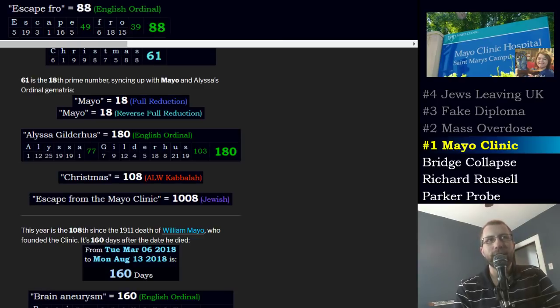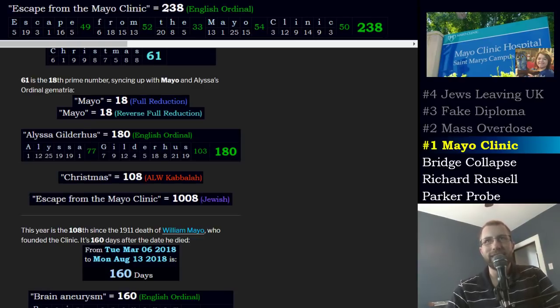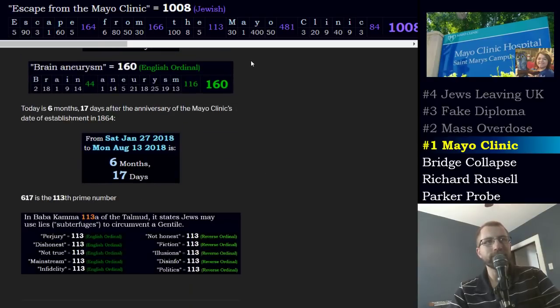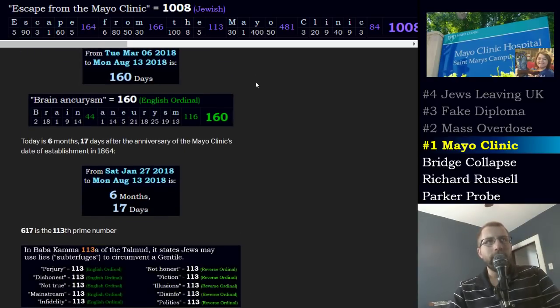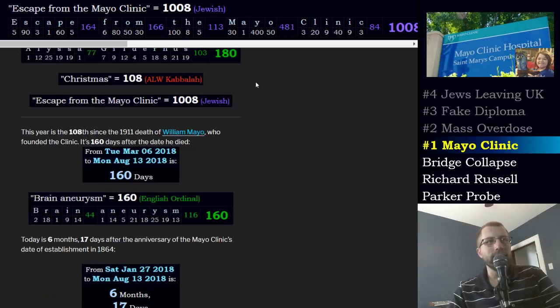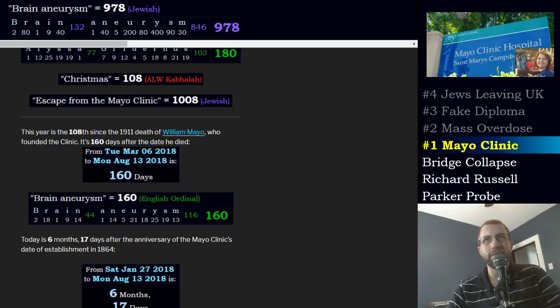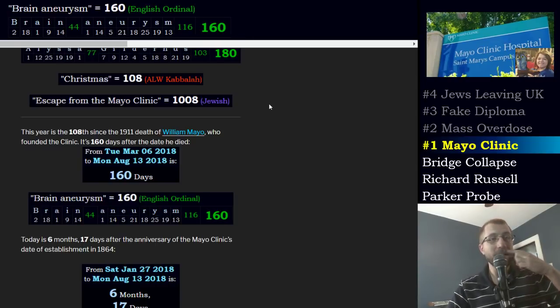And I had to have a laugh because Escape from the Mayo Clinic even has this gematria of 1008 in Jewish. This is what they were calling it when they finally were able to pull her away. And, to end this, I'll even look at the date of death of William Mayo, who the clinic was named after, right? This story was 160 days after William Mayo died, or the anniversary of his death. And brain aneurysm equals 160, alphabetic order.